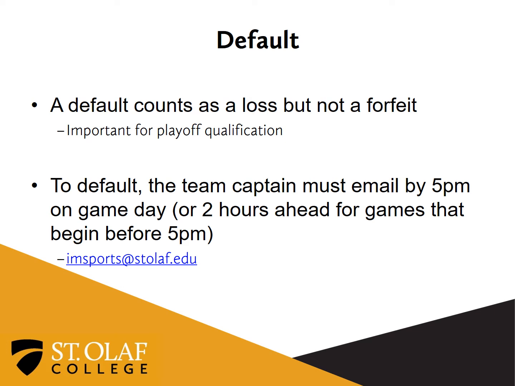In intramural sports, there's nothing worse than showing up for your weekly contest only to find out that the opposing team will not be able to play. For this reason, it is your responsibility as a captain to inform the intramural office if your team needs to forfeit. This should be done by 5 p.m. or 2 hours prior to the game time, whichever is earliest. Your team will still be credited with a loss, but it will not count as a forfeit. This is important for playoff qualification purposes.